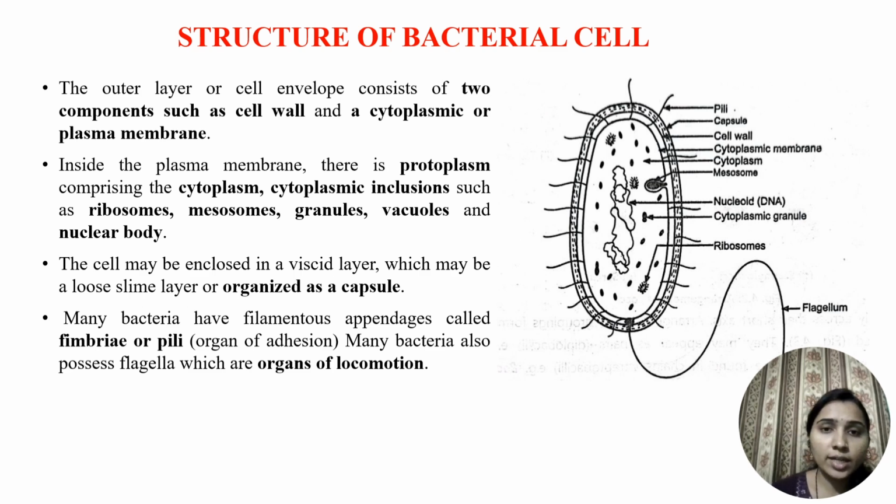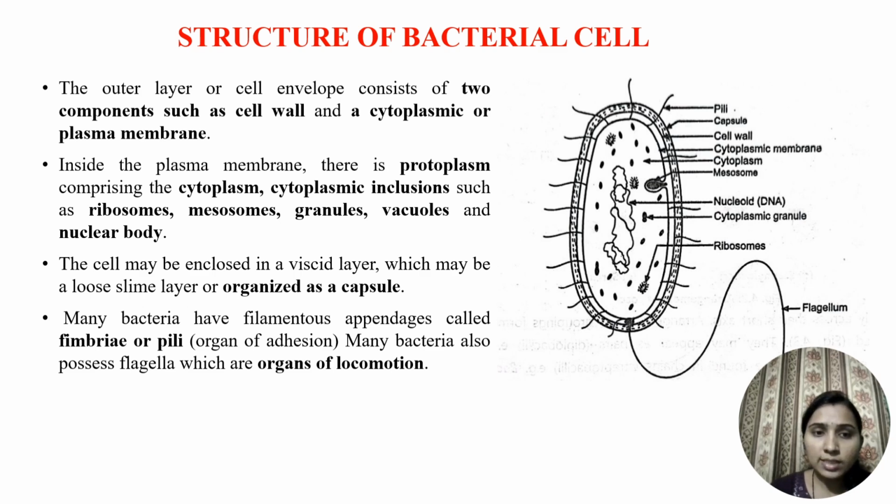There are two important components: first is the cell wall and second is the cytoplasmic or plasma membrane. Inside this plasma membrane there is the protoplasm. That protoplasm contains the cytoplasm and cytoplasmic inclusions. So what are the cytoplasmic inclusions in that? Ribosome, mesosome, granules, vacuoles, and nuclear body.